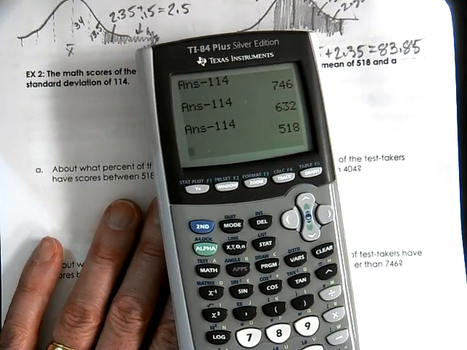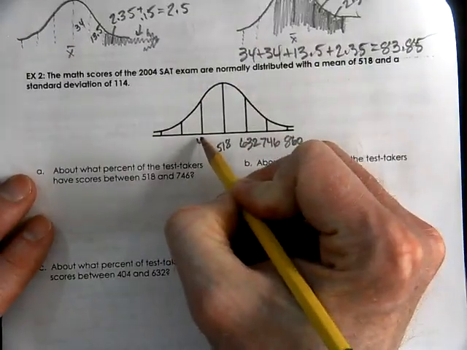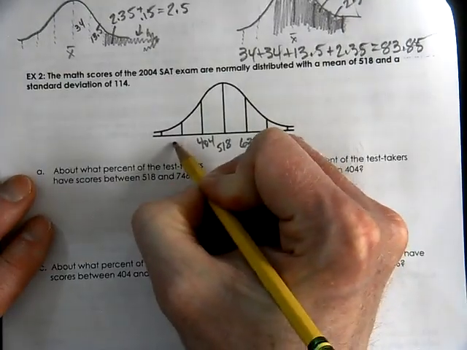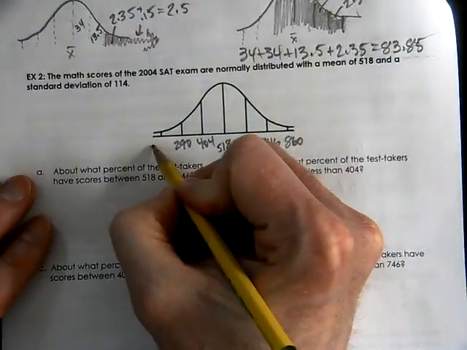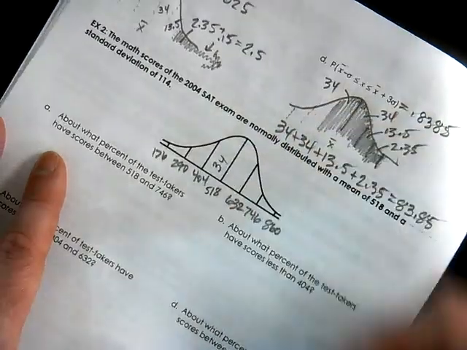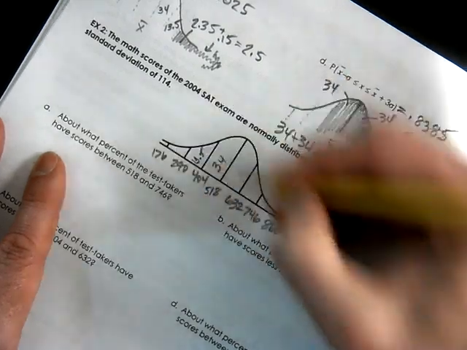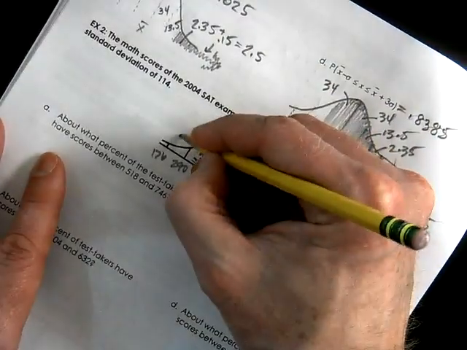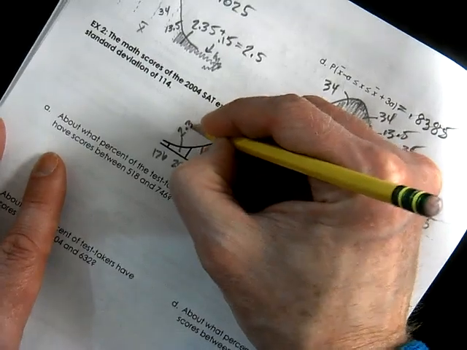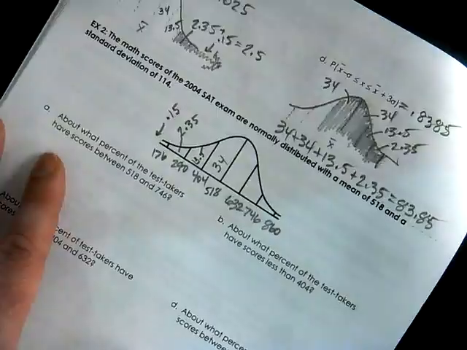Get back down to the mean, and your next three standard deviations are going to be those: 404, 290, and 176. Remember, we're going to have 34% of the data in there, 13.5% of the data. This little bit in here is going to be 2.35, and this one is going to be 0.15.